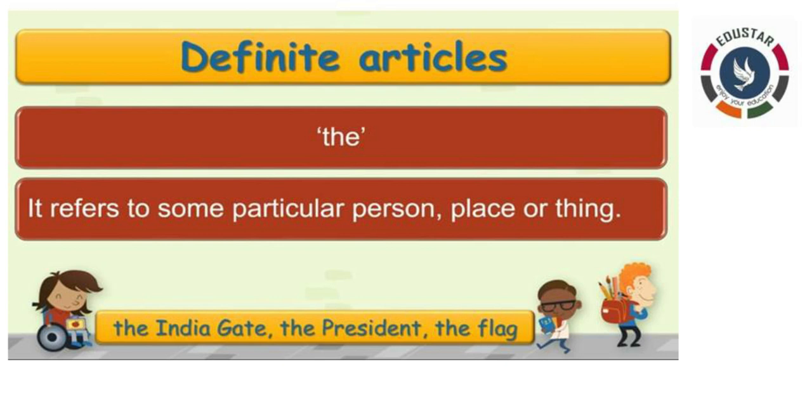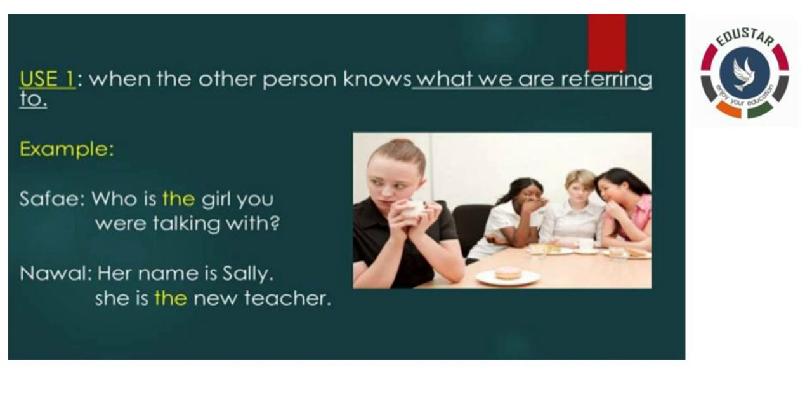Can we see the usage of the? Where are you going to use the? The is used when the other person knows what we are referring to. That is, to talk about a person or a thing known to the listener. For example, Safa, who is the girl you were talking with? Noble, her name is Sally, she is the new teacher. Here the listener knows the person already. So the is used before girl.